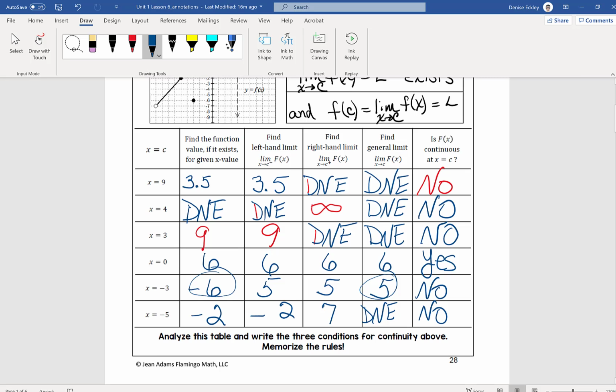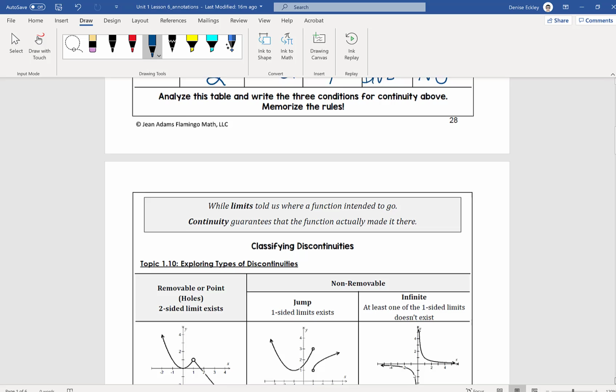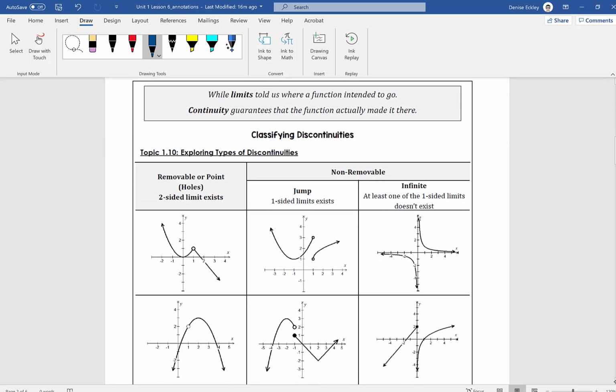All right, so while limits told us where a function intended to go, continuity guarantees that the function actually made it there. That's a really, really nice statement to remember. Limits tell us where we're intended to go, but continuity guarantees that the function actually got there. Because remember, we always say the limit as x approaches a number, but continuity at a point says we actually got to that number. Okay, so classifying discontinuities, and these should be kind of a review for you.